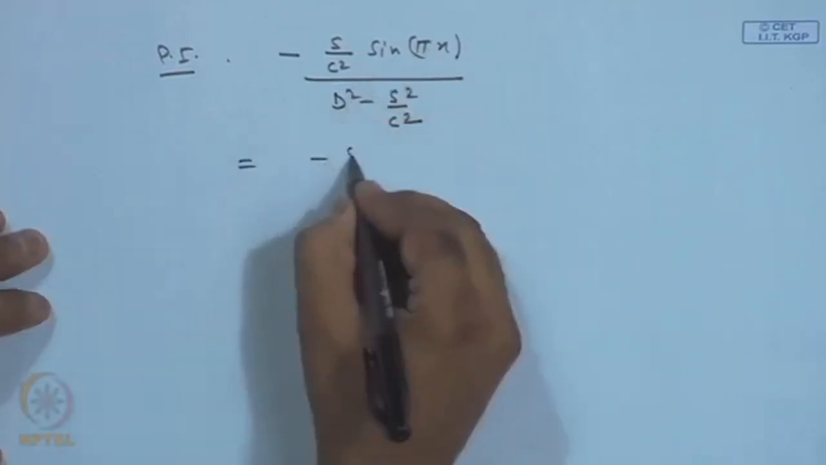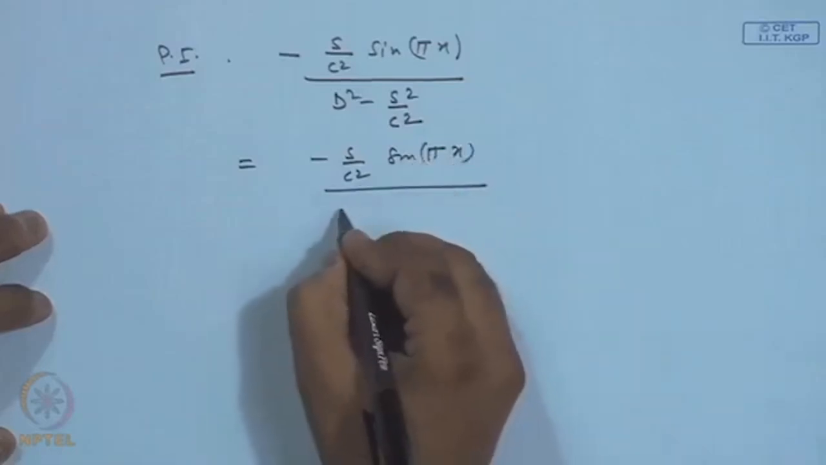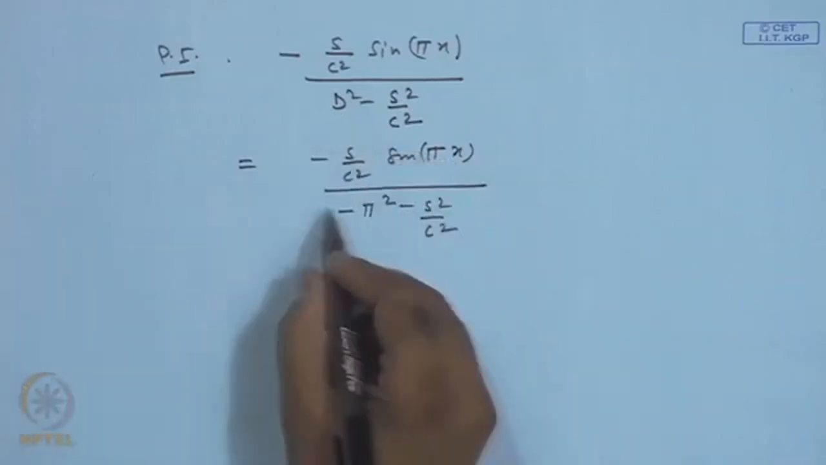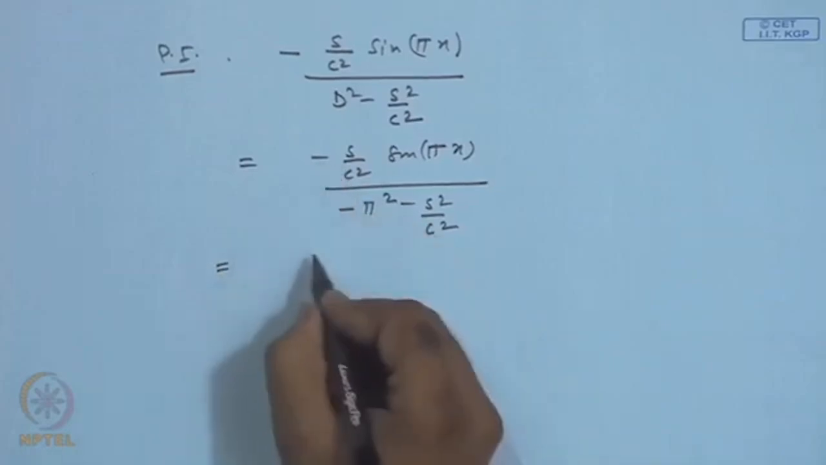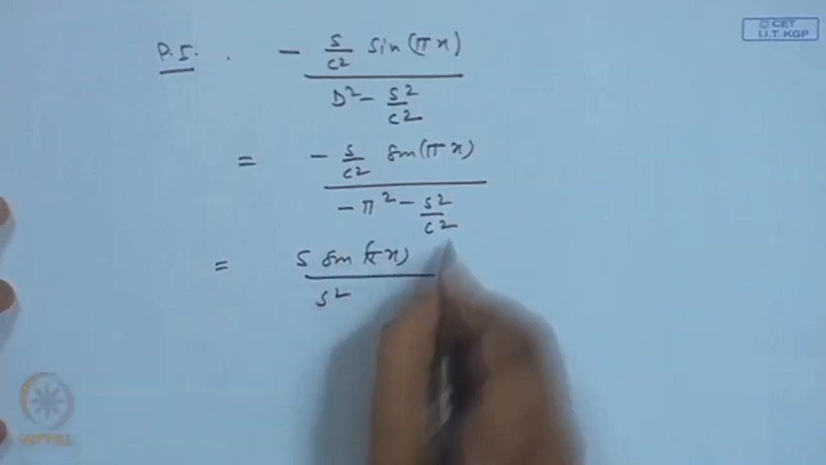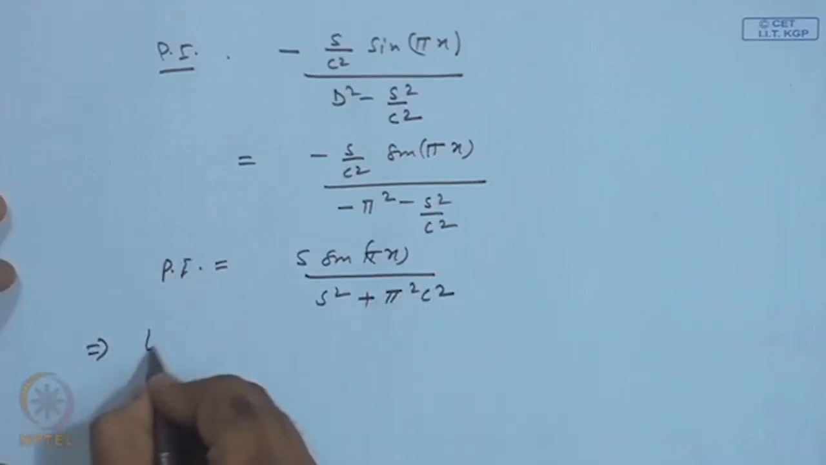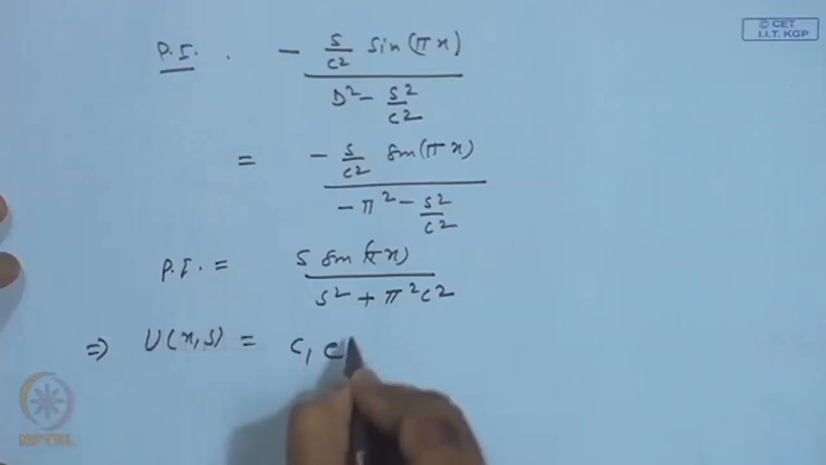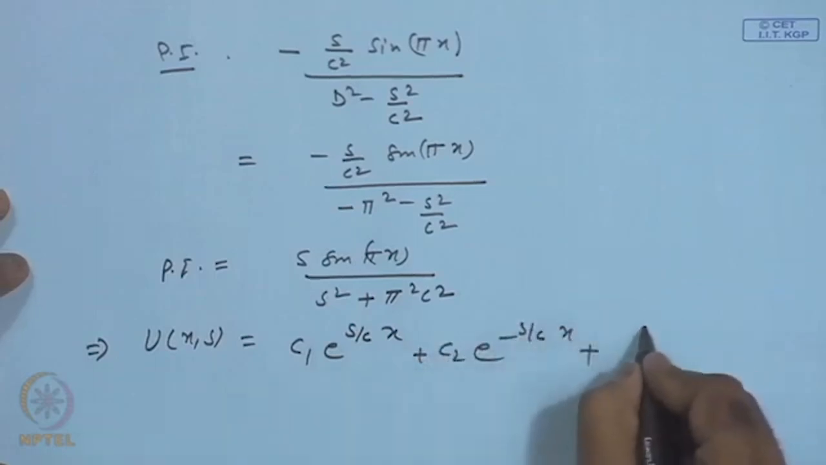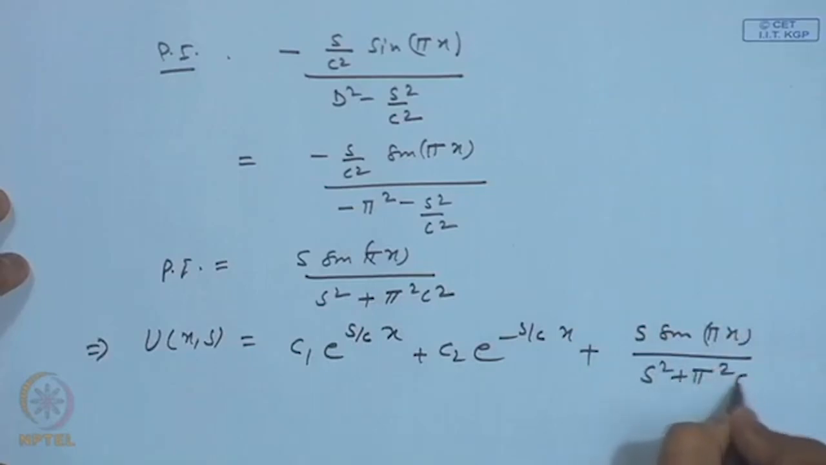So this D square will be minus pi square. So we have s over c square sin pi x over minus pi square minus s square over c square. So the c square gets cancelled, and the minus sign also, and we have s sin pi x over s square plus pi square c square. This is our particular integral. So our solution is U(x,s) equals c1 e to the s over c x plus c2 e to the minus s over c x plus this s sin pi x over s square plus pi square c square.